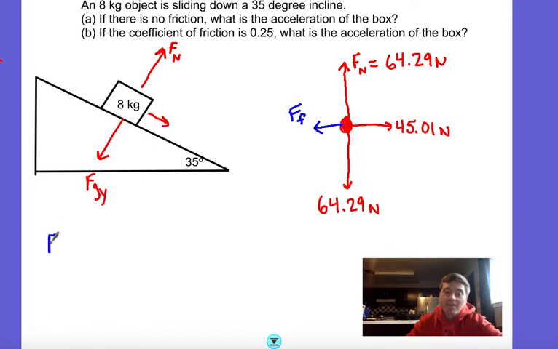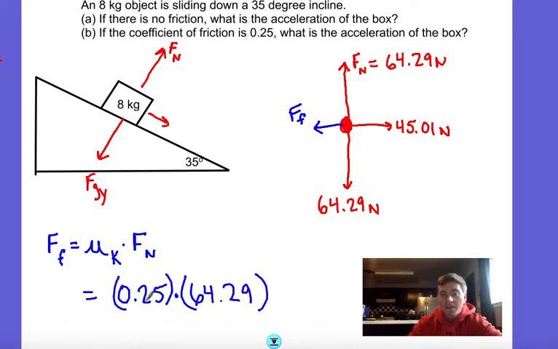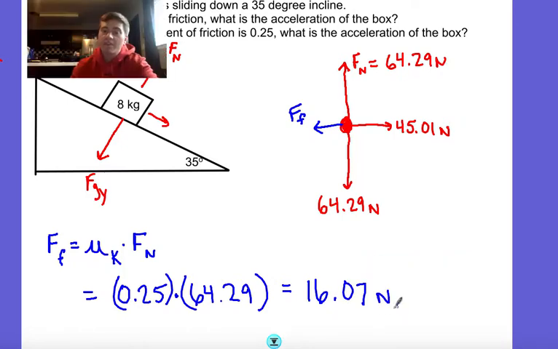This isn't tough to find because we have the force of friction formula. That is the coefficient of kinetic friction times the normal force. Well, we have this information. We have the coefficient and we have the normal force, so easy. So the coefficient of kinetic friction is 0.25. The normal force is 64.29. When we multiply those, we get about 16.07 newtons. This is a force, it's in newtons.